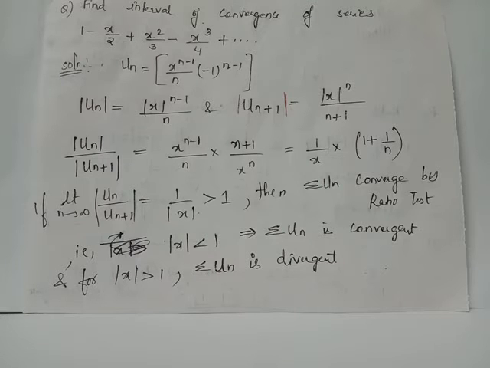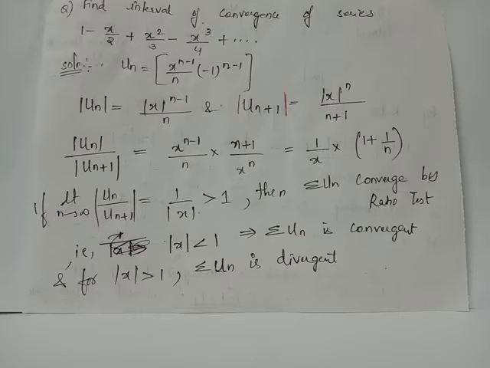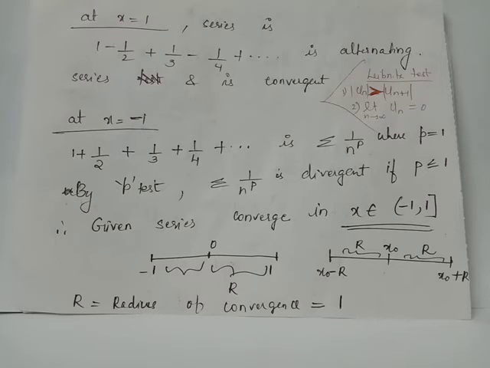At x equals minus 1, this given series will become 1 plus 1 by 2 plus 1 by 3 plus 1 by 4 plus etc. At x equals 1, we obtain an alternating series with alternate plus and minus signs. In order to check whether this alternating series is convergent, we will have to depend on the Leibniz test.